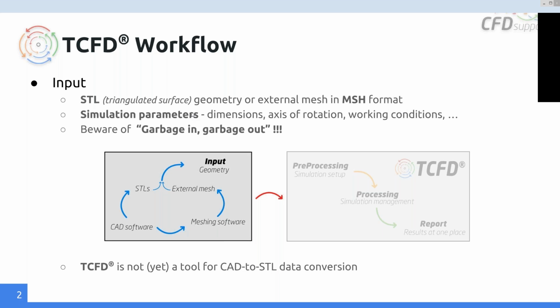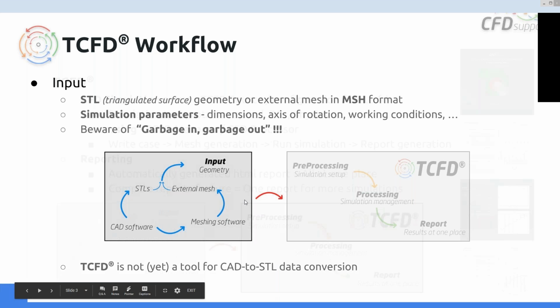Then we need to prepare the simulation parameters, which can be directly set in the graphical user interface of TCFD, or you can prepare them separately in a text file, because it is just a file including simulation parameters. You need to be aware of garbage in, garbage out, of course. If you put something wrong inside, then of course you will get wrong results. What I would like to mention is that TCFD is not yet a tool for CAD to STL data conversion. So the geometry must be ready apart from TCFD.